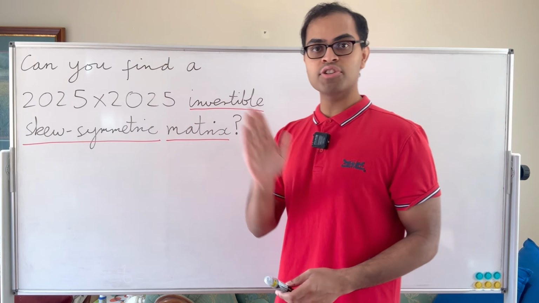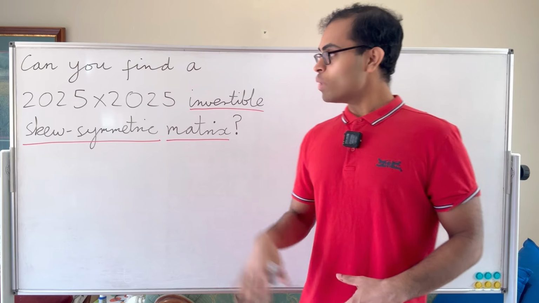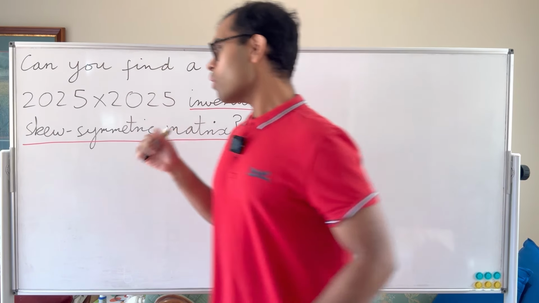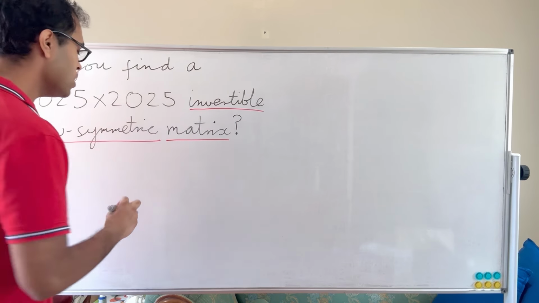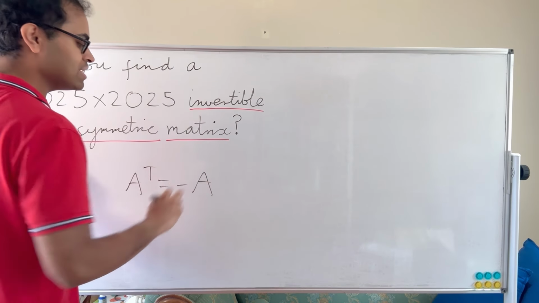Invertible skew-symmetric matrix. Can you find such an invertible skew-symmetric matrix? And we're going to walk through the thinking process, a beautiful little puzzle and trick. So what we're going to do is, we're first going to quickly review what this means and understand the problem. Okay, so skew-symmetric matrix basically means that A transpose is equal to negative A.